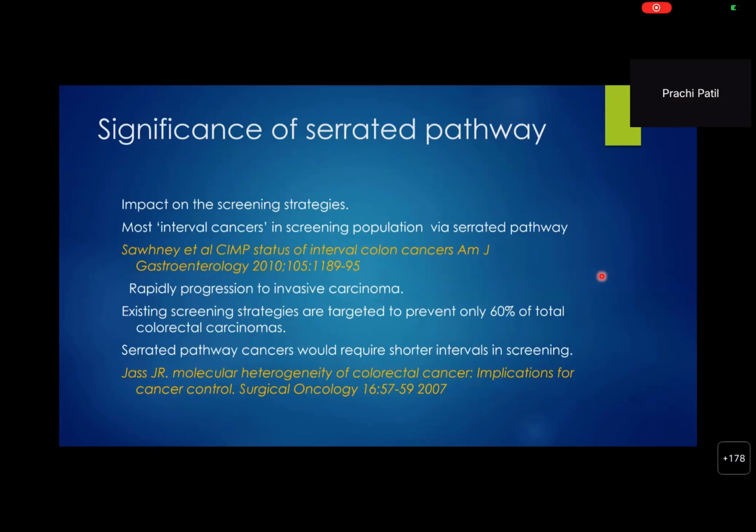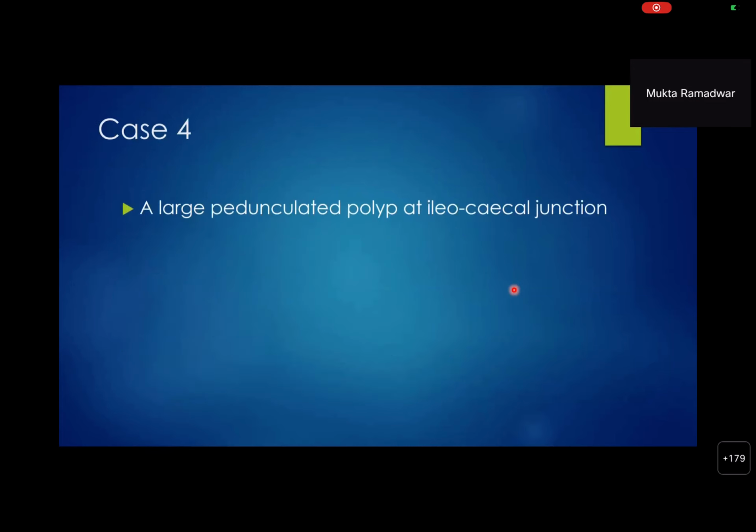That's right. That's right. And actually, I wanted your comments on this, that most interval cancers in the screening population happen via serrated pathways because they develop really, really fast. And in India, we are not into the screening policy for colon cancers, but in countries where it matters.